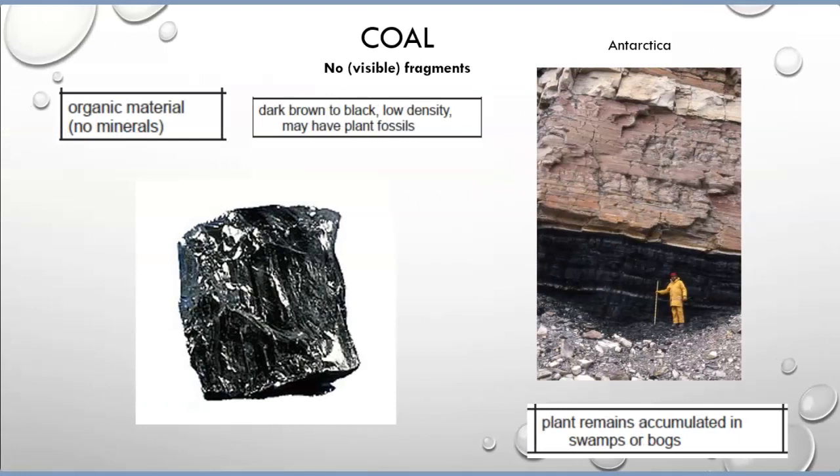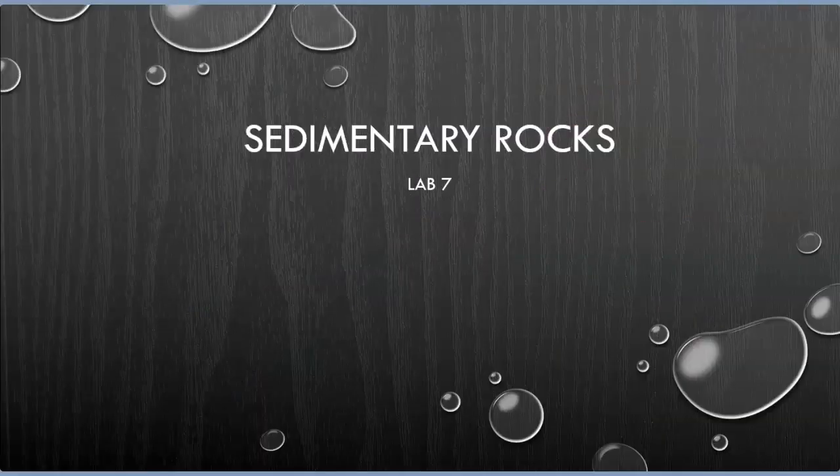Finally, we come to coal. It is composed of organic material. Coal is the accumulated remains of squished plants that originally lived in swamps and bogs. When you hold a piece of coal in your hand, the first thing you notice is that it feels really light. Why? No minerals. So there you have it, another life-changing experience in your geology lab.